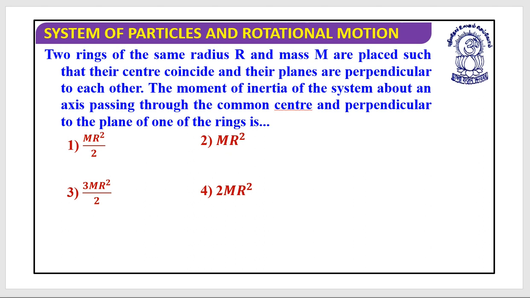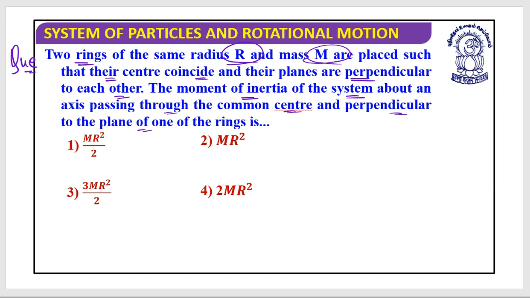Yes, let's do it. This question says that two rings of the same radius r and mass m are placed such that their centers coincide and their planes are perpendicular to each other. The moment of inertia of the system about an axis passing through the common center and perpendicular to the plane of one of the rings. If you remember, we covered the same question in the radius of gyration concept. Let's do it quickly one more time.